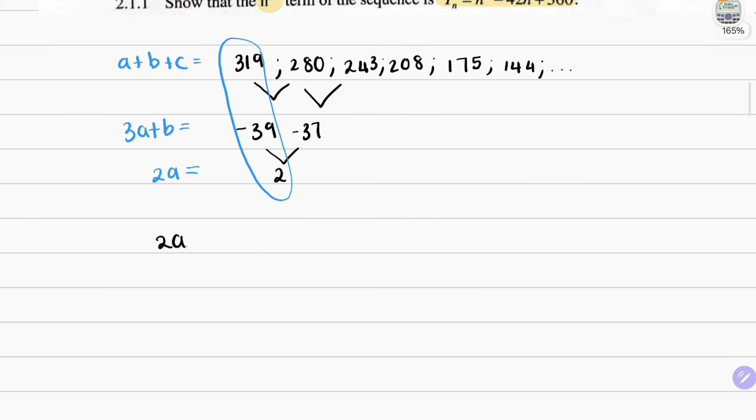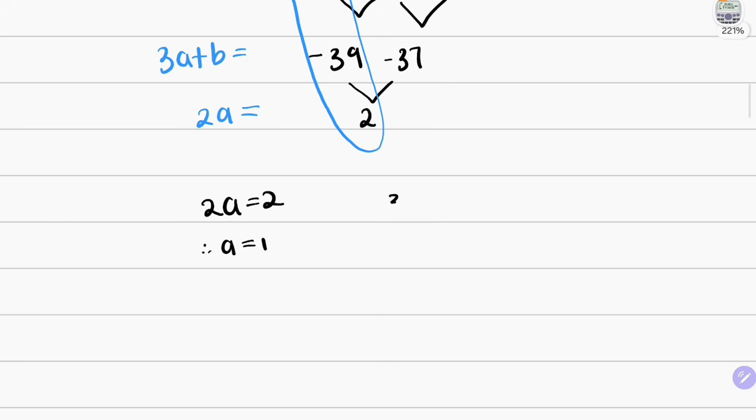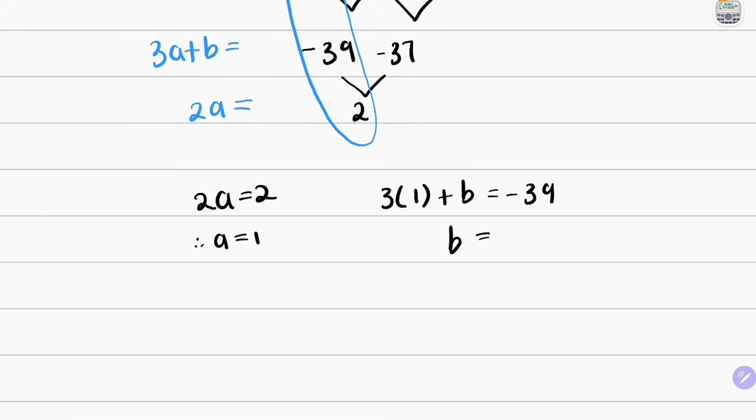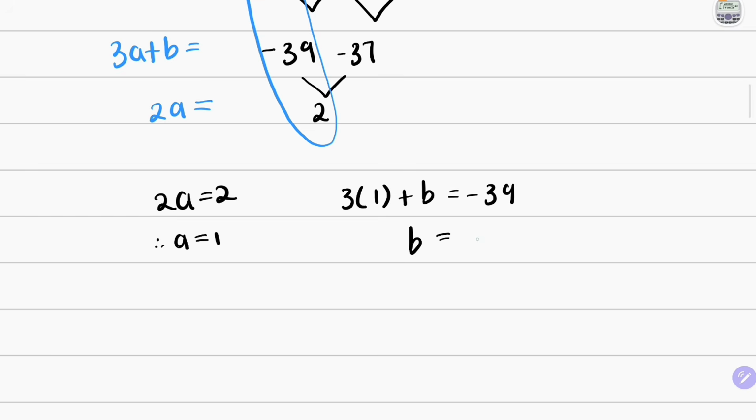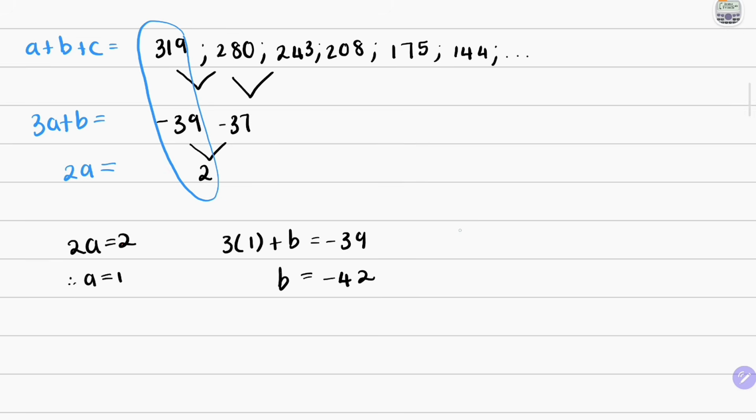Okay, so 2a equals 2, and then if you divide both sides by 2, a is equal to 1. And then 3a plus b, so that's 3 times 1 plus b equals negative 39. So b equals, 3 times 1 is 3. If you transpose 3, negative 39 minus 3 is negative 42. Okay, so b equals negative 42, like they also have.